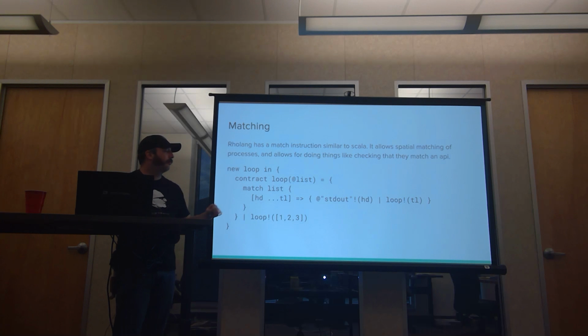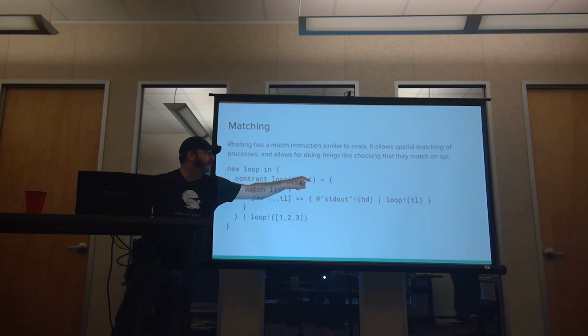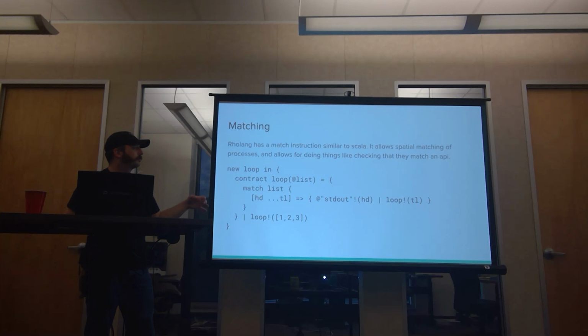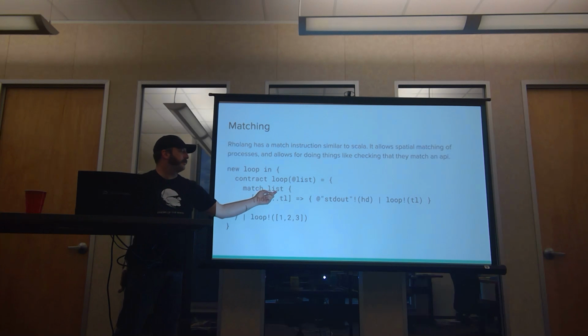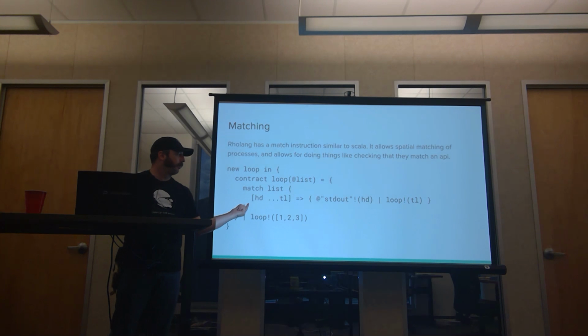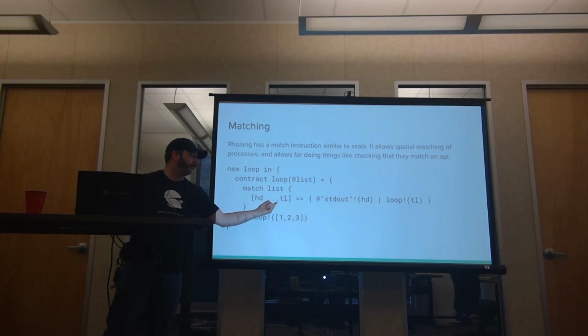Contract just creates a replicated read on one channel. So contract loop means listen on loop, and it gets a pattern. So we're listening for a list, and we're going to match that list with the, so that's a variable. We're going to match it with head, and we're going to bind the remainder. So remainder syntax is available for lists as well.